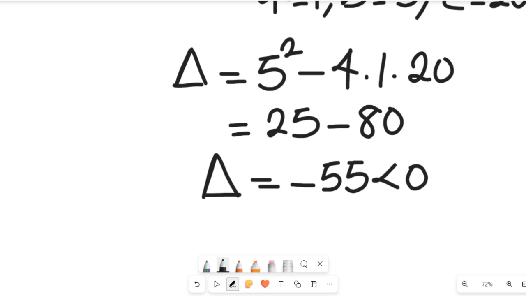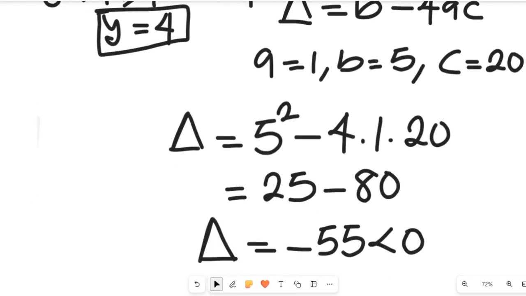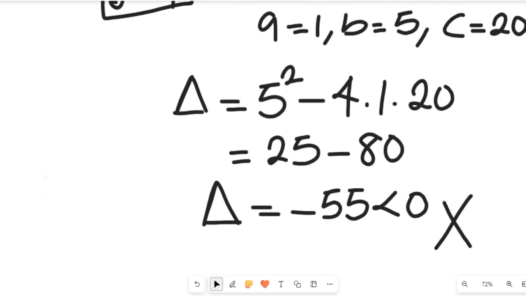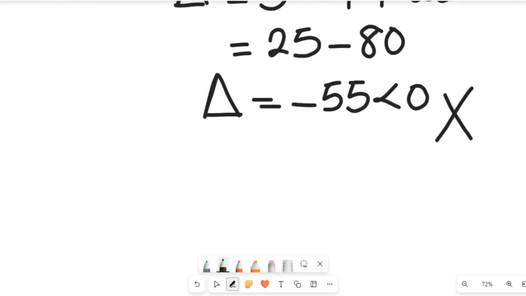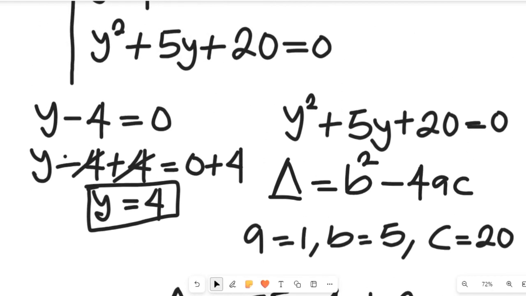So since negative 55 is less than 0, that means whatever solution we get from solving this quadratic equation will definitely give us an imaginary solution. So no real solution for that quadratic equation. As a result of that, we are going to neglect this solution. So the only real solution we'll have is y equal to what? Y equal to 4.